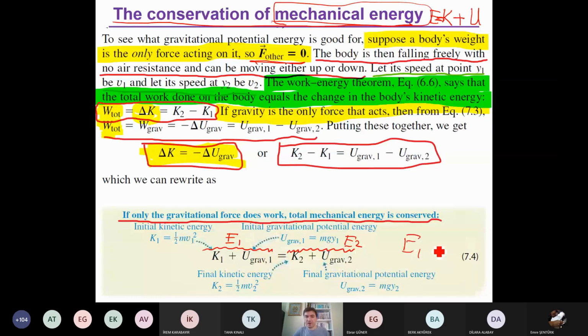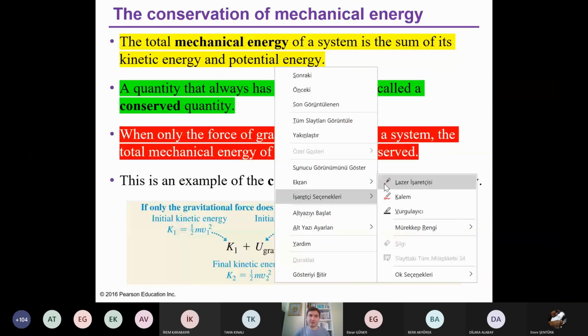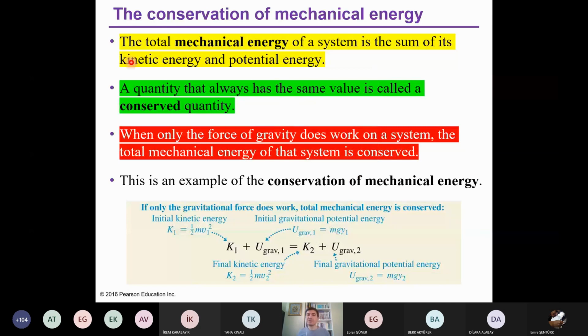Then E1, the initial mechanical energy, is equal to the final mechanical energy if only the gravitational force does work, okay? Then the mechanical energy is conserved. Let me give you some more information about the conservation of mechanical energy. The total mechanical energy of a system is the sum of its kinetic energy and potential energy, as we have discussed. A quantity that always has the same value is called a conserved quantity. When only the force of gravity does work on a system, the total mechanical energy of that system is conserved. Then we can write the conservation of mechanical energy for this condition.